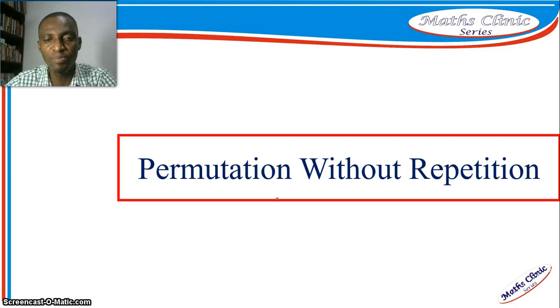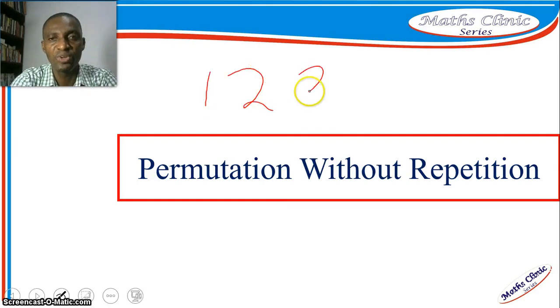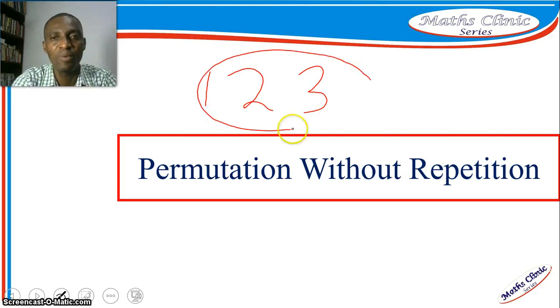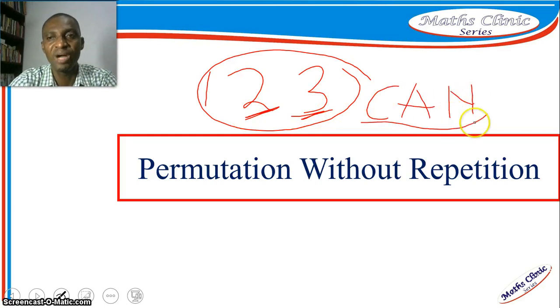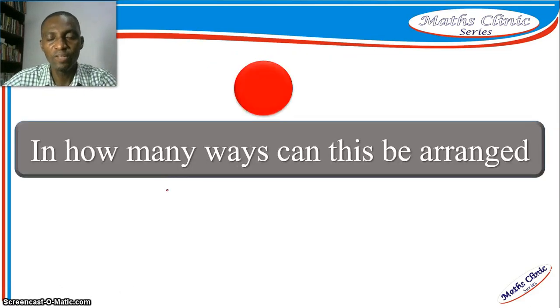So without repetition, for example, if I give you the numbers 1, 2, 3, in how many ways can we arrange them? 1 is not repeated here, 2 is not repeated, 3 is not repeated. Or if I say the word can, in how many ways can you arrange this one? There's no repetition, so that's what we want to look at first. The first thing I want us to consider is to generate a formula for calculating permutation without repetition.